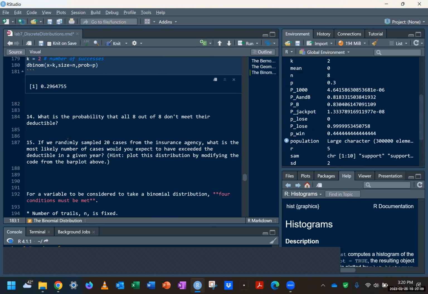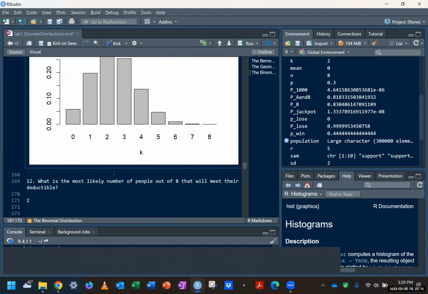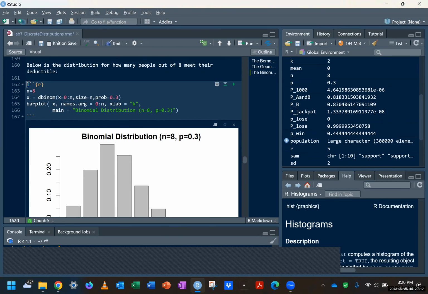Okay, what if we sampled 20 people? What would be the most likely? What would we expect? So 2 ways to answer it. You could modify this distribution to make it for 20 people.